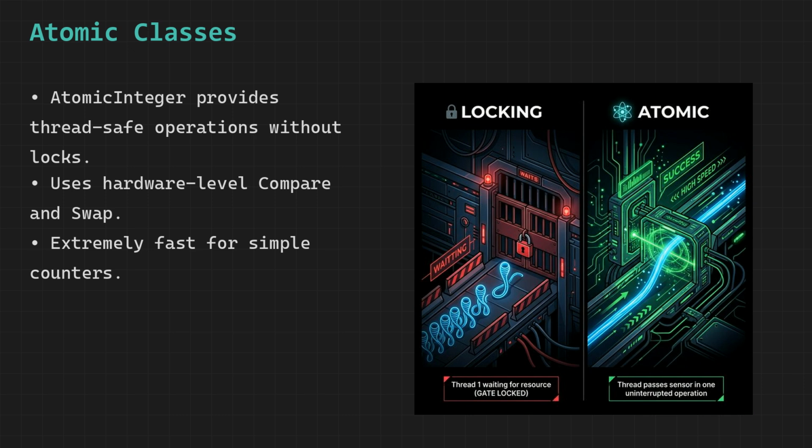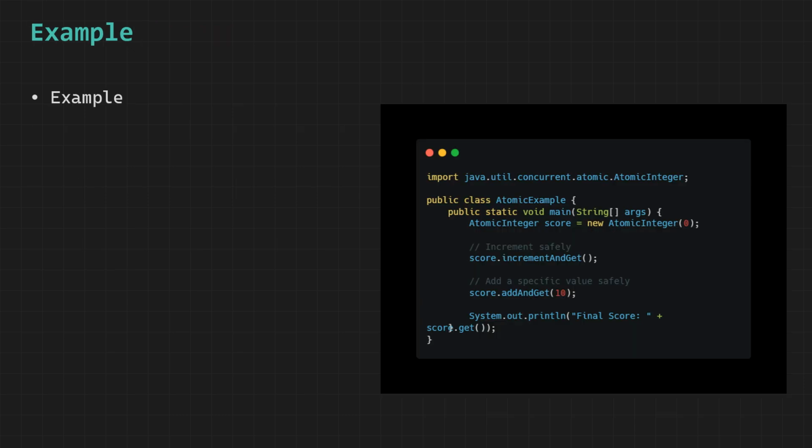So overall, atomic classes like AtomicInteger offer a perfect balance of simplicity, speed, and safety for handling basic shared data, making them an ideal choice whenever full-blown locking mechanisms are unnecessary and would only add overhead without providing additional benefit. We create an AtomicInteger variable called score and set its initial value to 0, which acts as the starting point of our counter before any modifications are made.